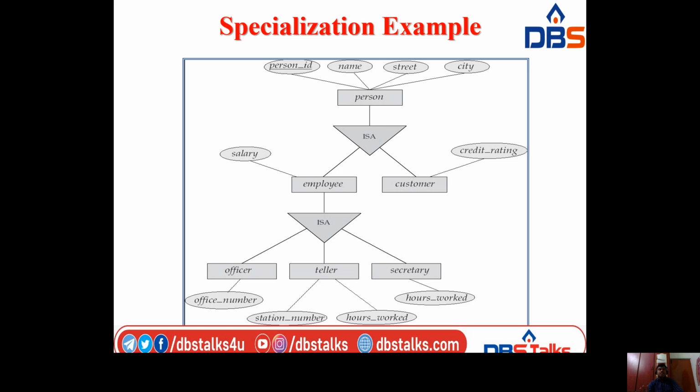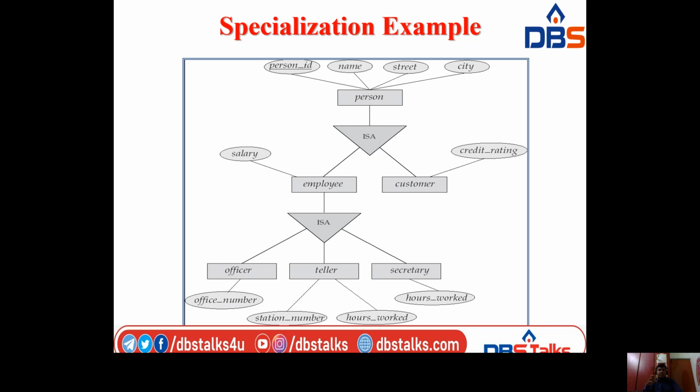Now this is about the specialization example. In specialization, ISA is the relationship we use. This comes under the top-down approach. The top-level attributes are inherited by the lower-level ones. The attributes available in person come to the employee and to the customer. The attributes available in the employee come to the officer.